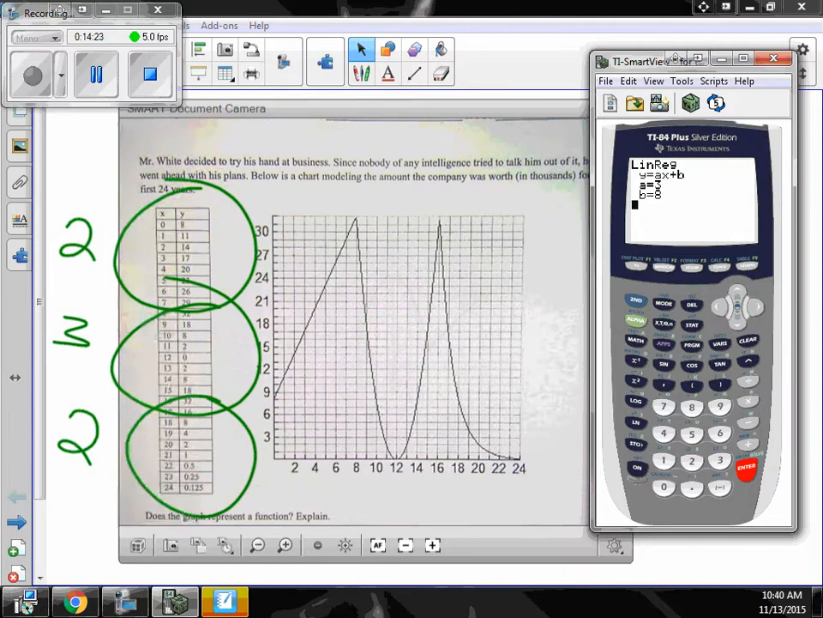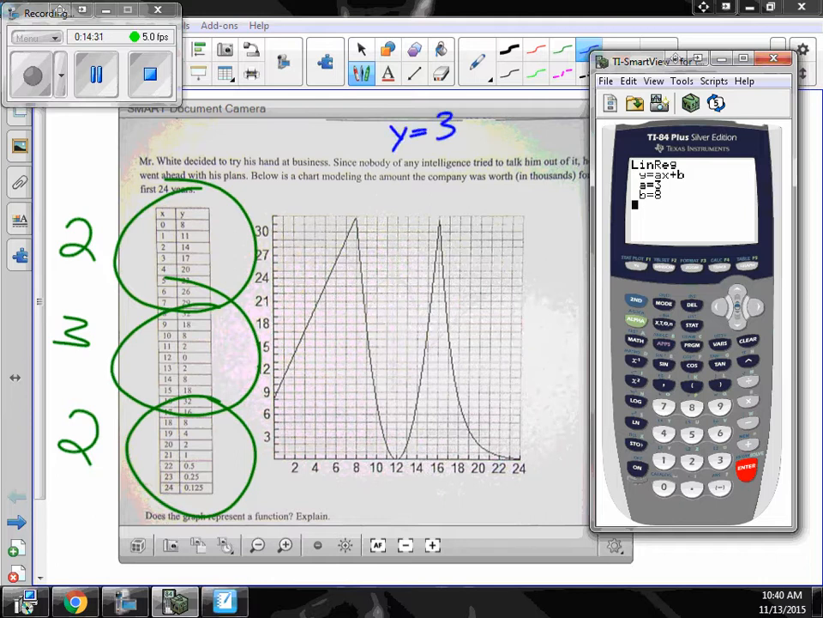So we get the equation ax plus b, where a is 3 and b is 8. So it's y equals 3x plus 8.